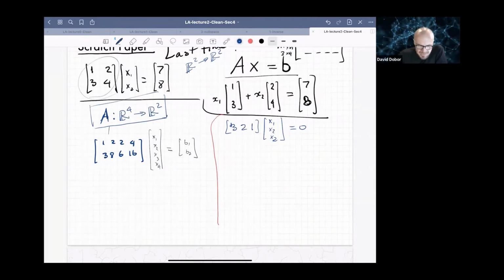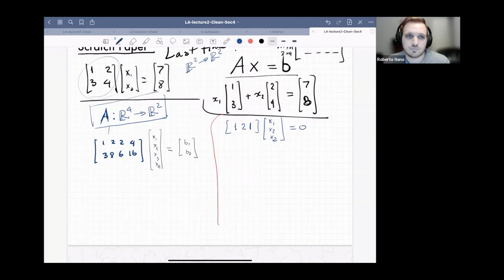Actually, let's pick something even simpler. I don't know why I picked 3, 2, 1. How about 1, 1, 1? How about 1, 2, 1? Anything, just some 3 numbers. What is a solution to this? 0, 0, 0. That always will be a solution.